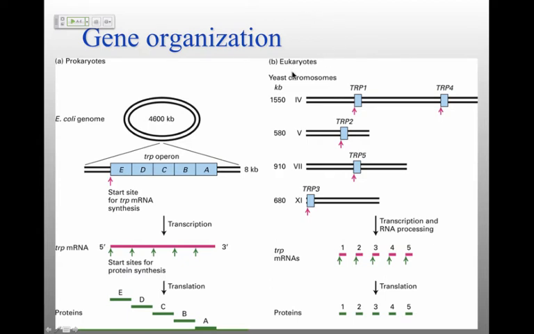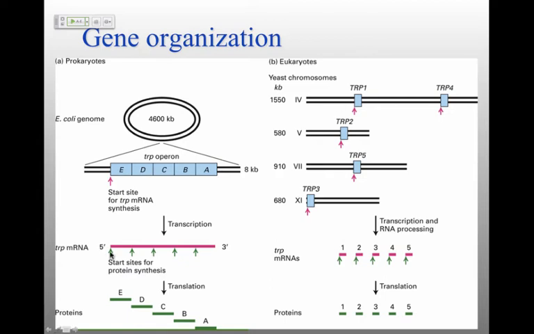Us eukaryotes are much less efficient. We've got genes, for instance, for tryptophan biosynthesis spread out all over the place in all kinds of different chromosomes. Each of these is transcribed separately, and then each of them is translated into protein separately. This is a much more complicated process. It allows a lot more regulation because you can regulate each of those genes, each of those messenger RNAs separately, but you have to have that extra level of regulation.